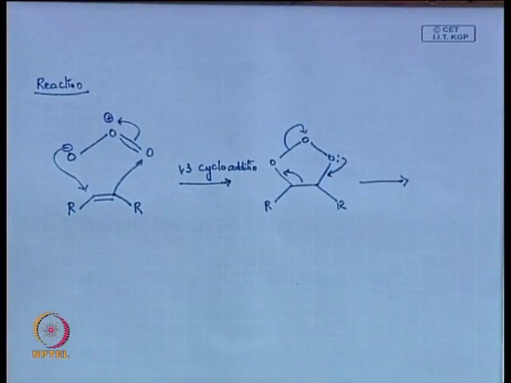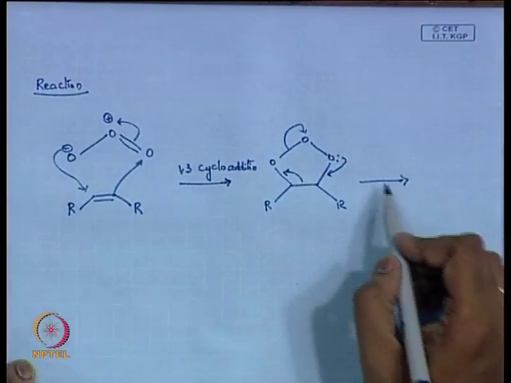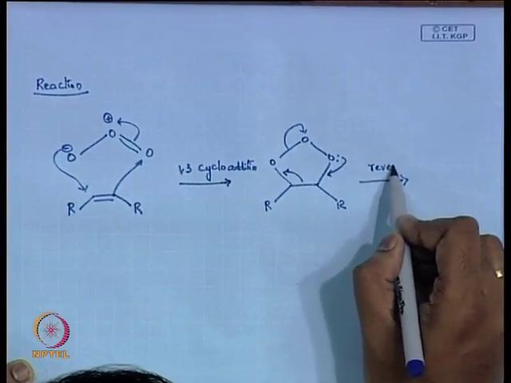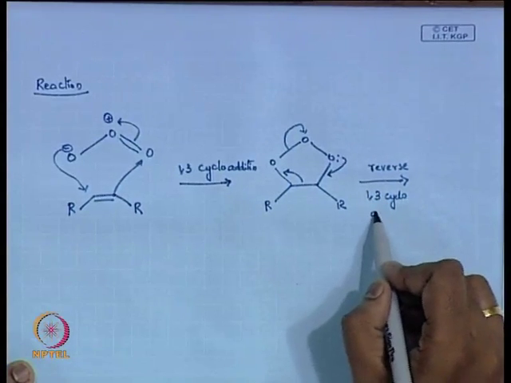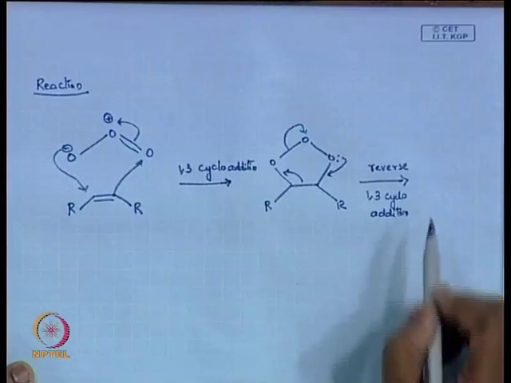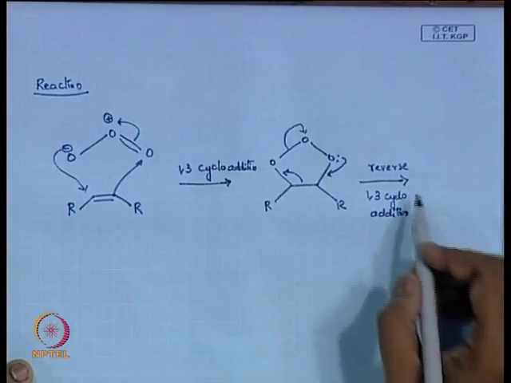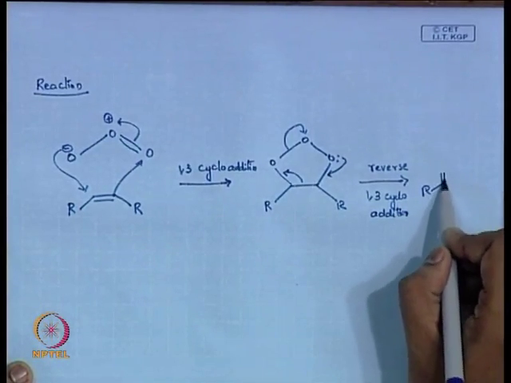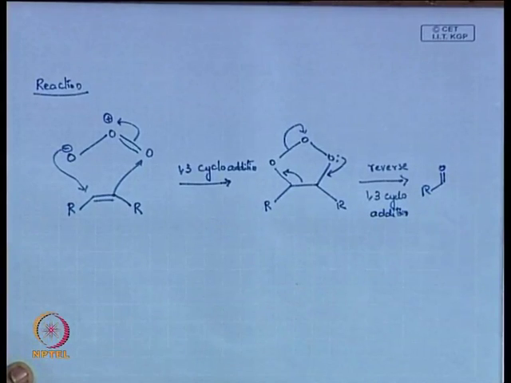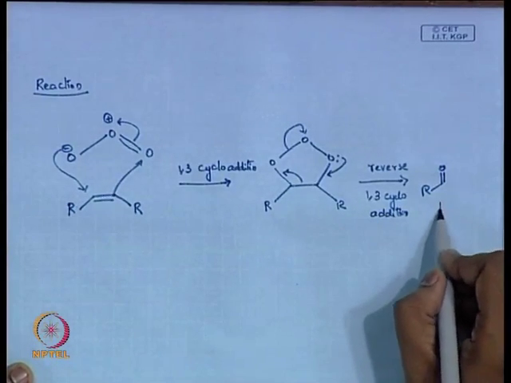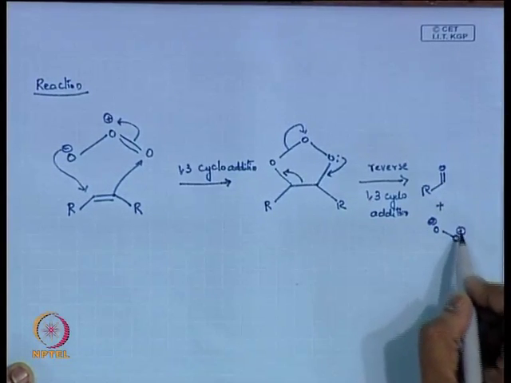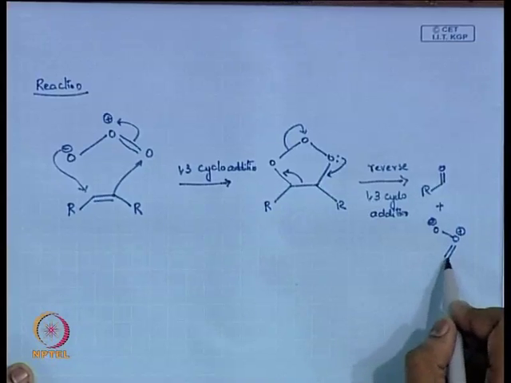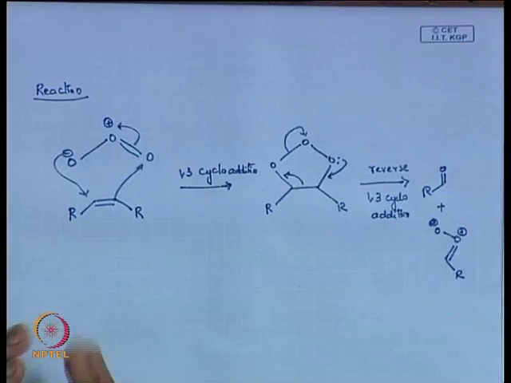You get a reverse 1,3 cycloaddition. It happens, you get reverse 1,3 cycloaddition. Very important. Okay. Once you get reverse cycloaddition, what will you get? You get R carbonyl, okay, plus you will get O minus, O plus carbonyl. So, that is how it splits.